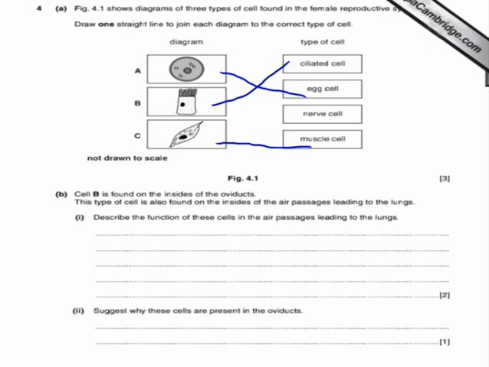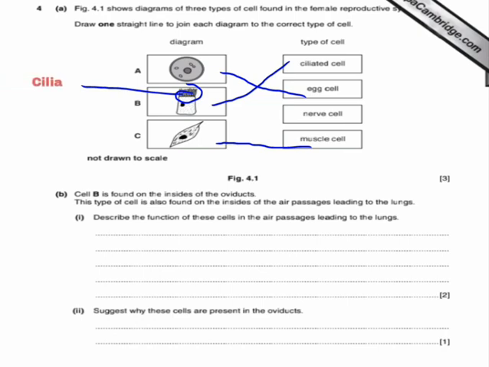Now, Roman numeral 1 is saying describe the function of these cells in the air passages leading to the lungs. Okay, so the first function, as you can see, this one here is our cell, the ciliated cell. You're going to find that the ciliated cell has these hair-like structures on top here. These are called the cilia.